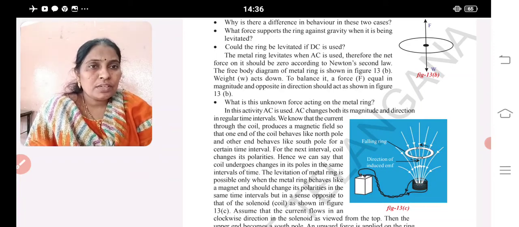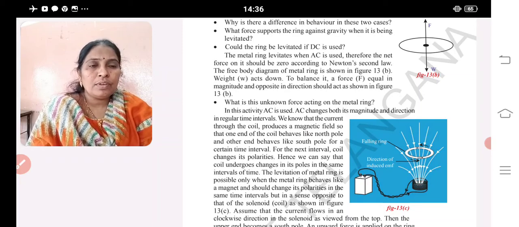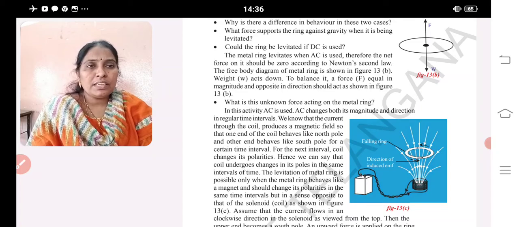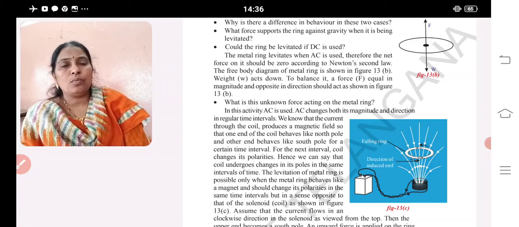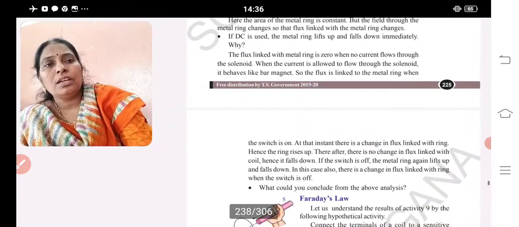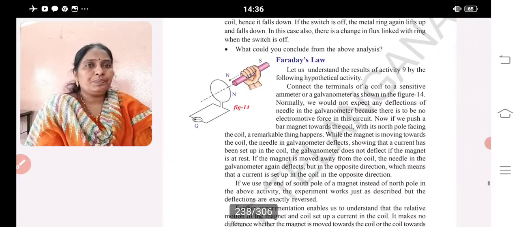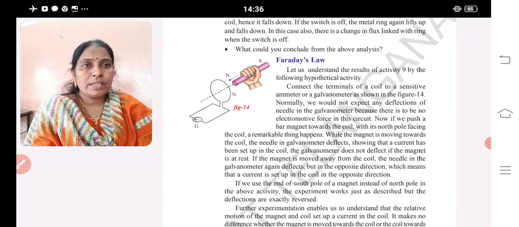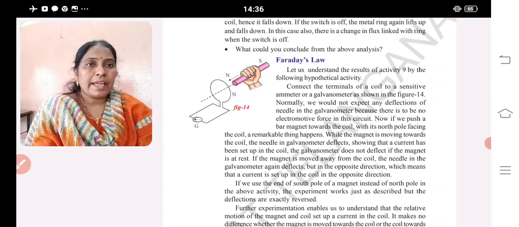The levitation of a metal ring is possible only when the metal behaves like a magnet, and it should change its polarities in the same time interval. This is the explanation given. Now comes Faraday's law. Let us understand the result of activity 9 by the following hypothetical activity.